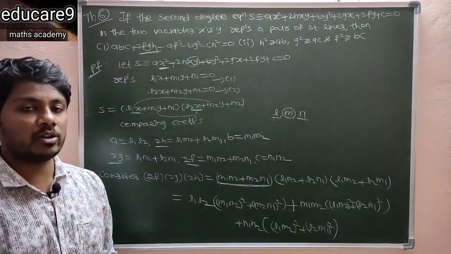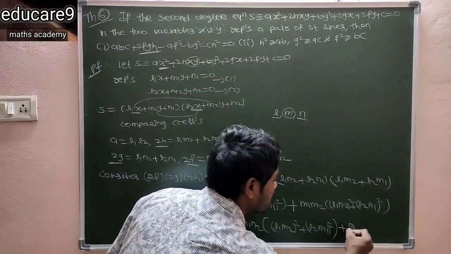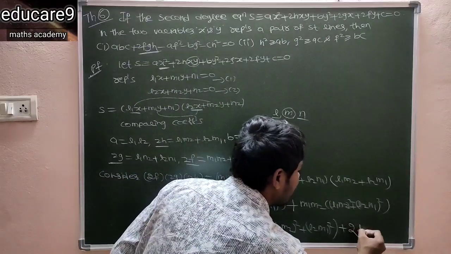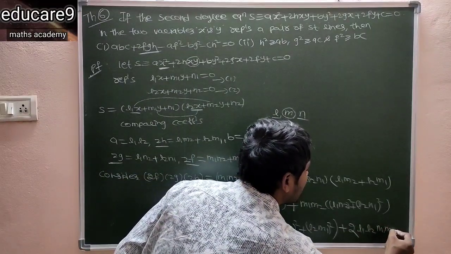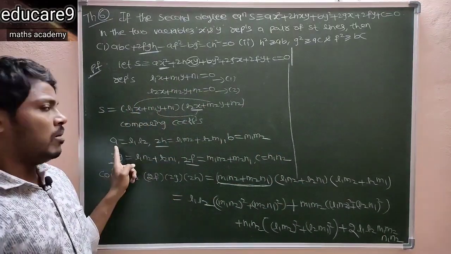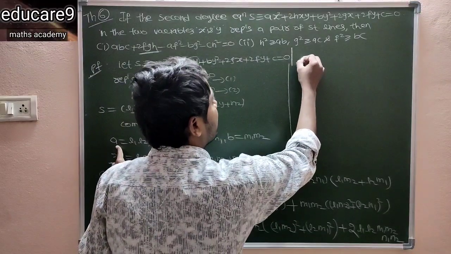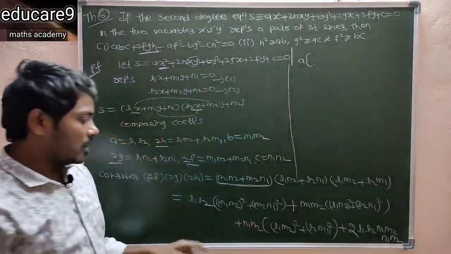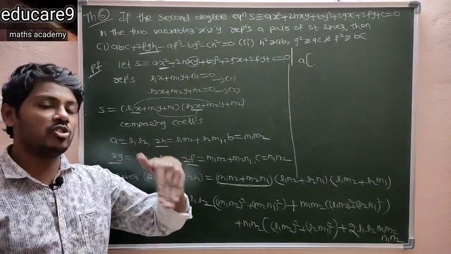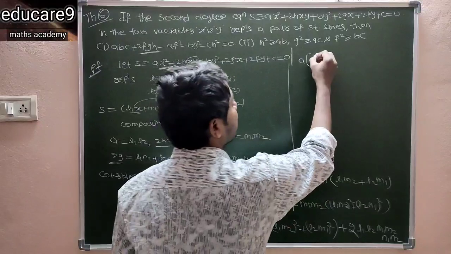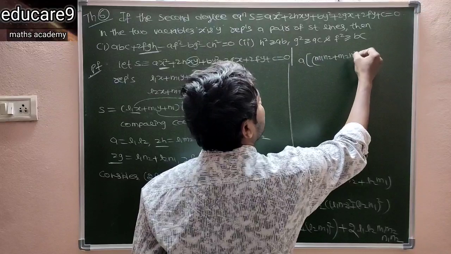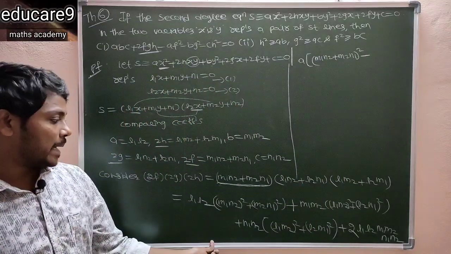So one more term you have to remember, that is plus 2 L1 L2 m1 m2 n1 n2. So write L1 L2 m1 m2 and n1 n2. Now see here, what is L1 L2? It is a only. So a into a square plus b square. This can be written as a plus b whole square minus 2ab, that is m1 n2 plus m2 n1 whole square minus 2ab.